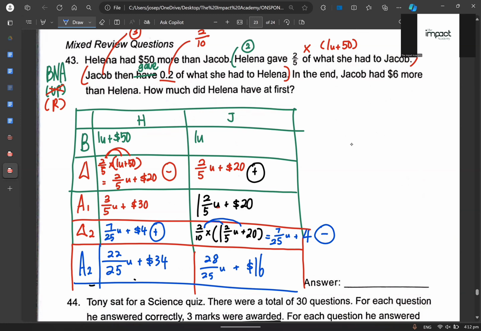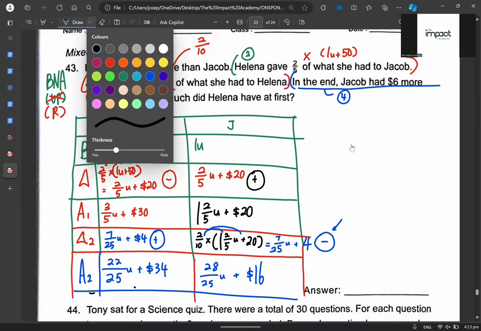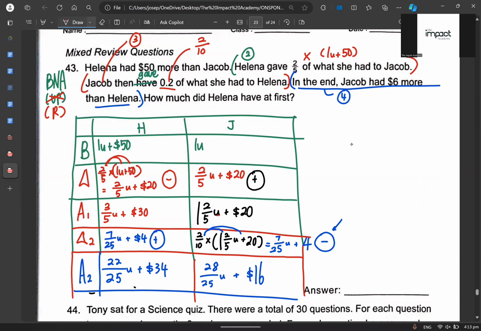So you made a mistake. What mistake is that? No, this is plus 4. This minus is to show that Jacob is even. Is the 4 wrong? Let's check. 2/10 times 20 is 4. I'm correct. But because you increased it, you should have told me. You understand? Now when we look at the 4th sentence, what is it about? In the end, Jacob had how much more than Helena? $6 more than Helena. Am I making sense or not making sense?